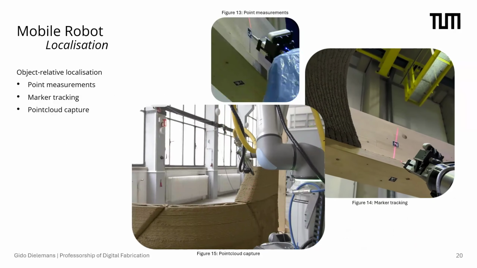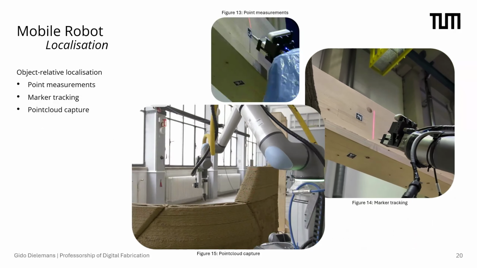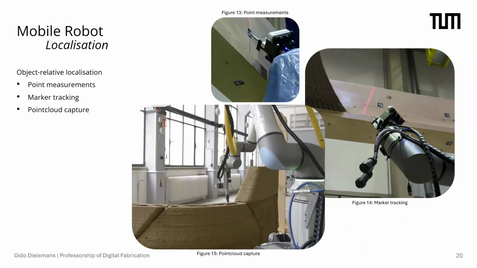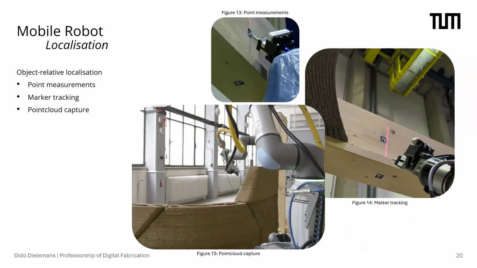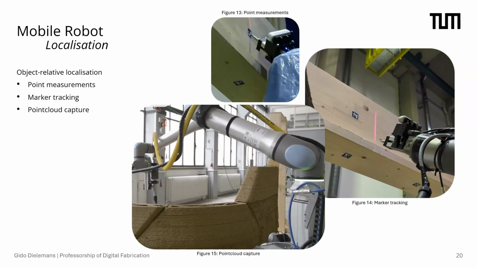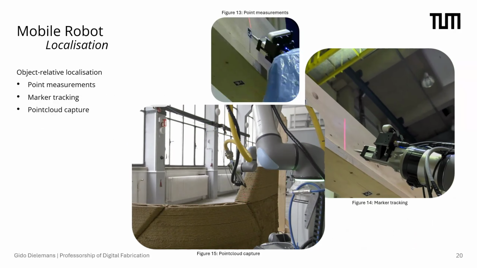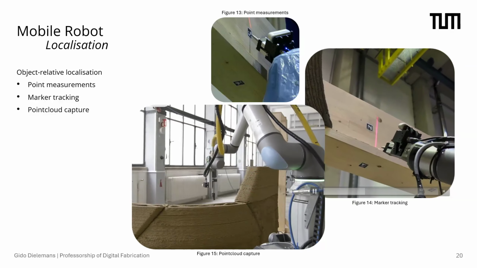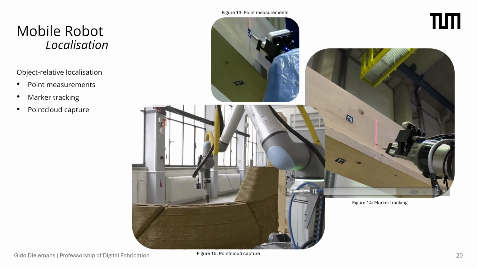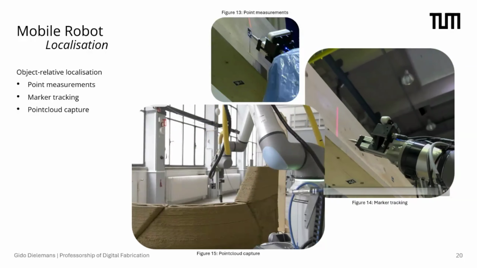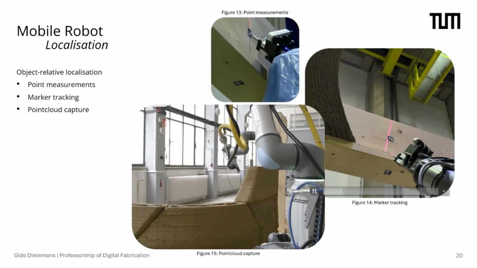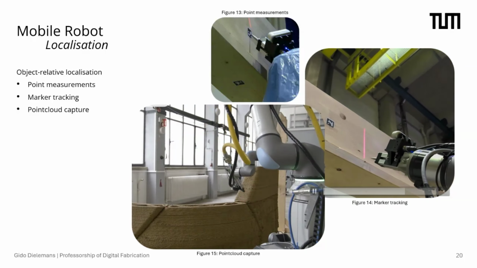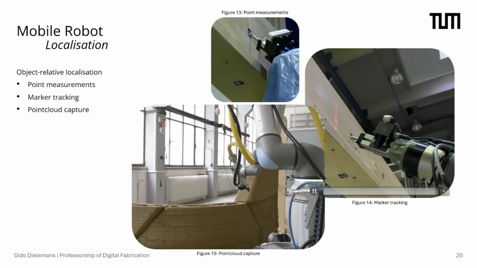For localization, we have 3 different methods that we are using. Generally, simply point measurements, where we put the robot in one position. We get the different joint values of the robot. We therefore know where that point is in relation to the robot. The same we can do for marker tracking. So we have a camera actually finding the marker location, or we do point cloud capture, which you can see on the little video on the bottom, where we have a line scanner that's moving along our, in this case, printed geometry to record the surface.